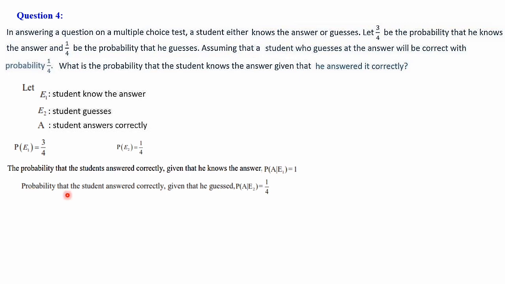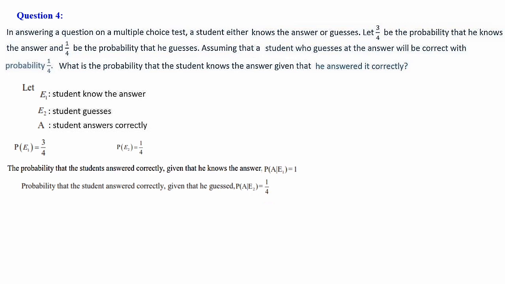Next one, probability that the student answered correctly given that he guessed. Here it is 1 by 4. So P of A given E2. Student answered correctly, and E2 has already happened. E2 is he guessed. The student guesses, E2, so the probability is 1 by 4.